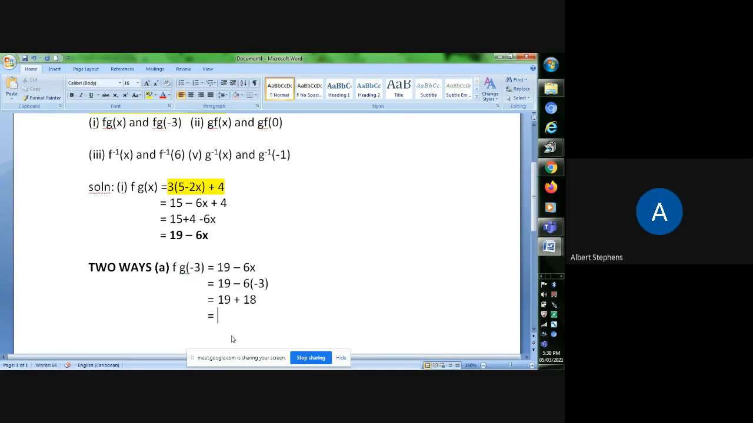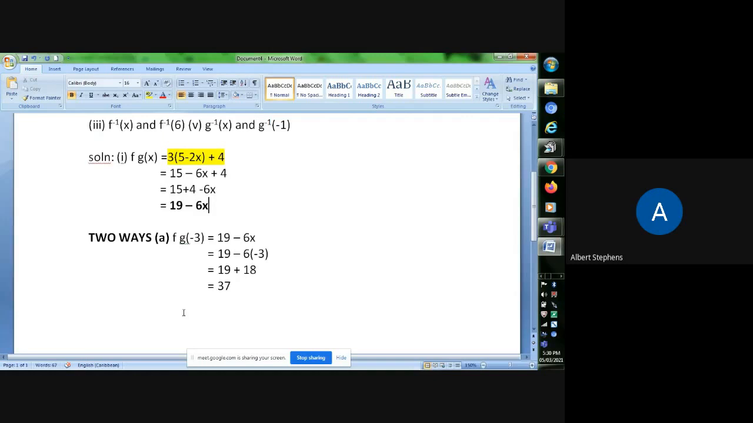It will be 37. No, sir, 37, but 27. All right. So the first way is to just work it out normally like I show you. And the other way, this is part B.